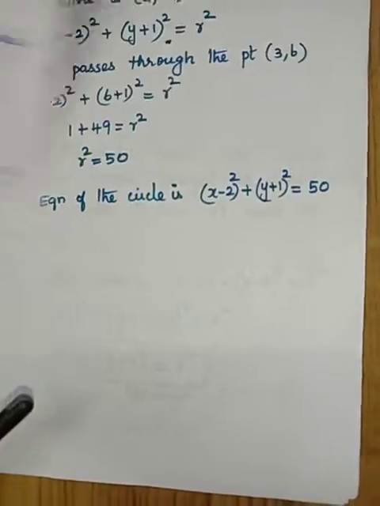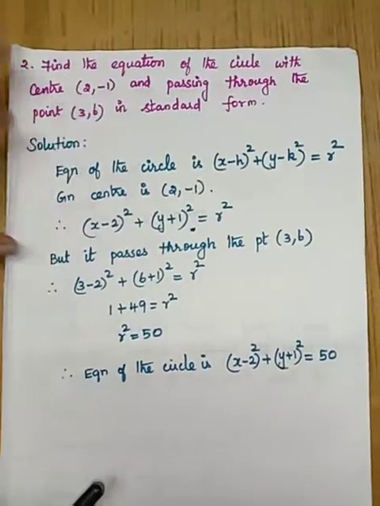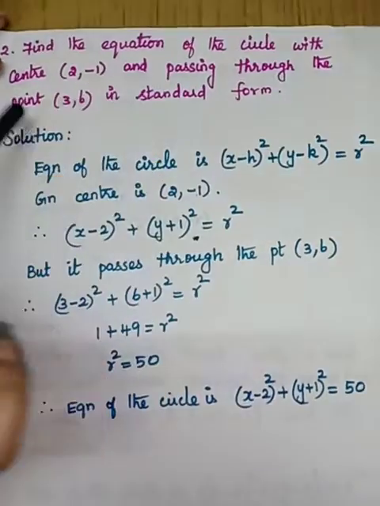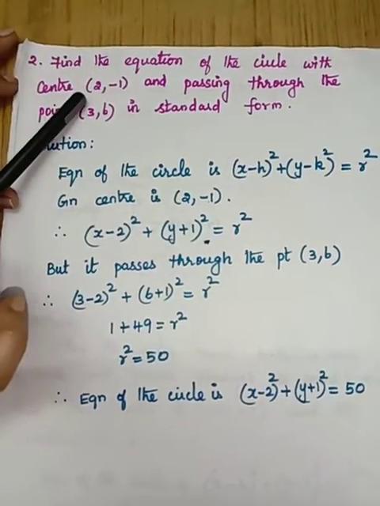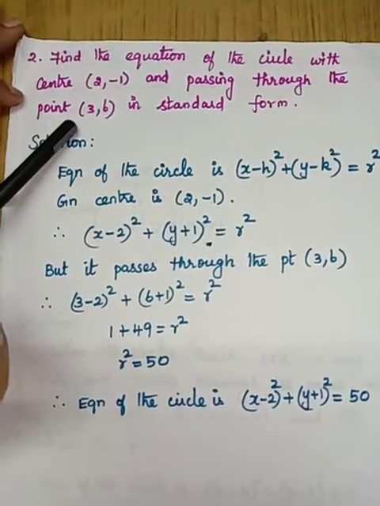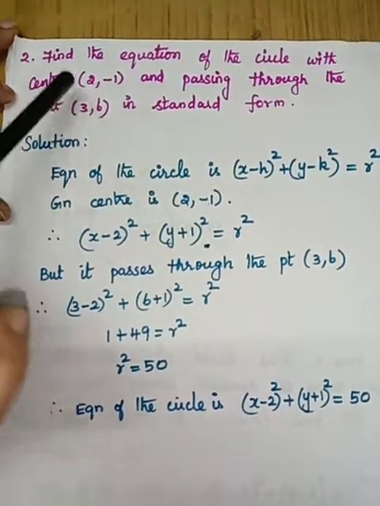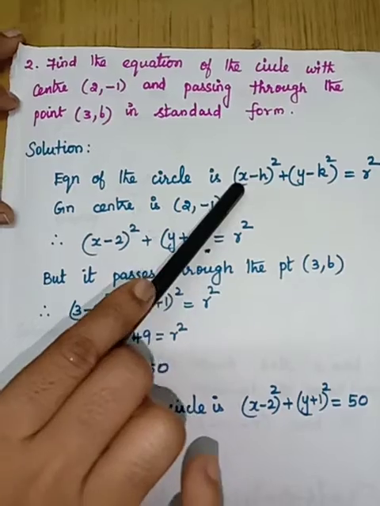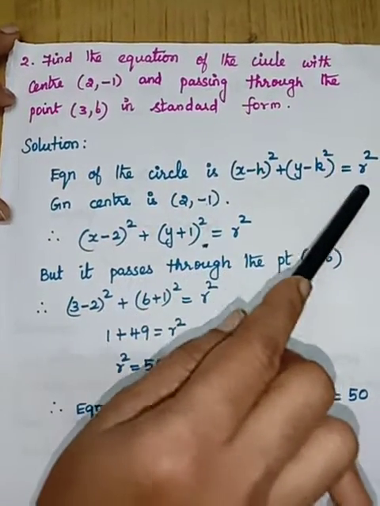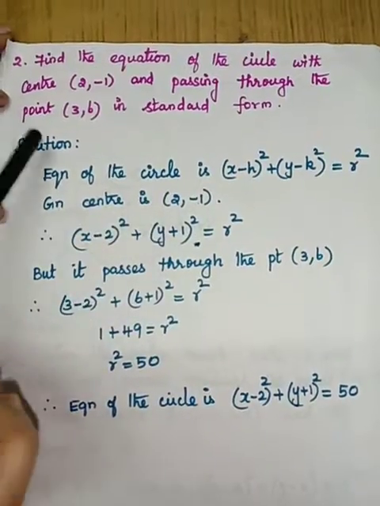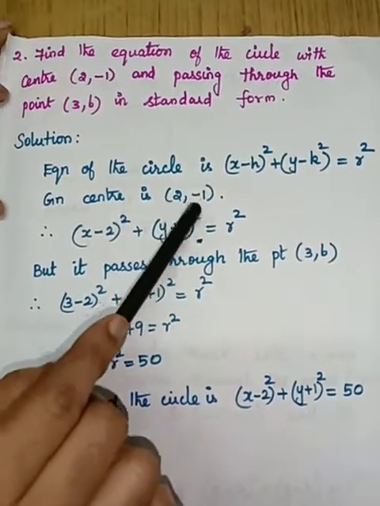Okay, so see the next one. Find the equation of the circle with center 2, minus 1 and passing through the point 3, 6 in standard form. So center is there and one passing point is given. If the center is given, you have to take the equation as x minus h the whole square plus y minus k the whole square is equal to r square. So given center is 2, minus 1. So this is your h and this is your k.